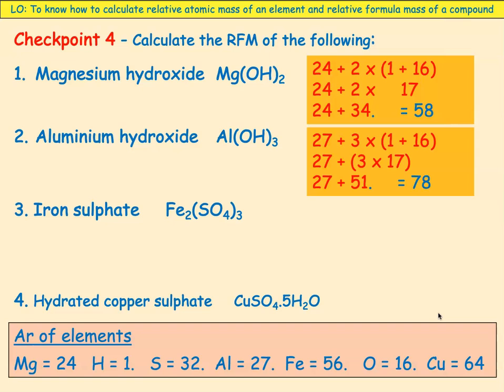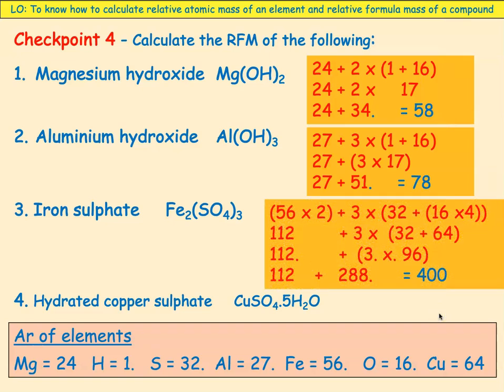Now in this case, we've got iron sulfate. So the first thing we're going to do is add the sulfur to 4 oxygens. 16 times 4 is 64, plus 32, that will give us 96. Multiply that by 3, that gives us 288. And then we need to multiply 56 by 2, which is 112. Add that to the 288 and we get 400.